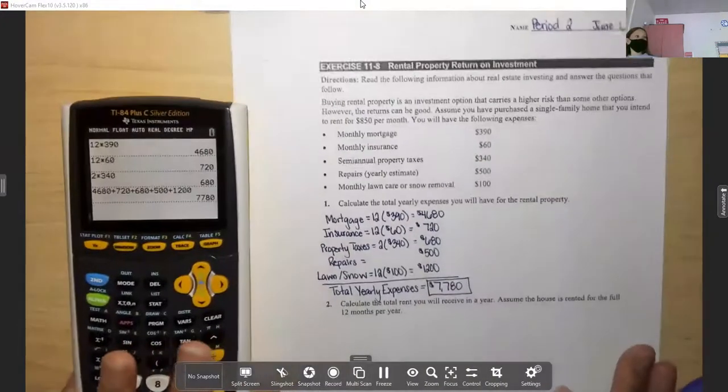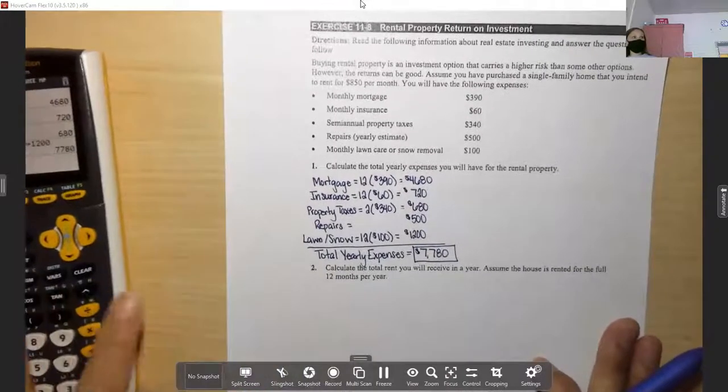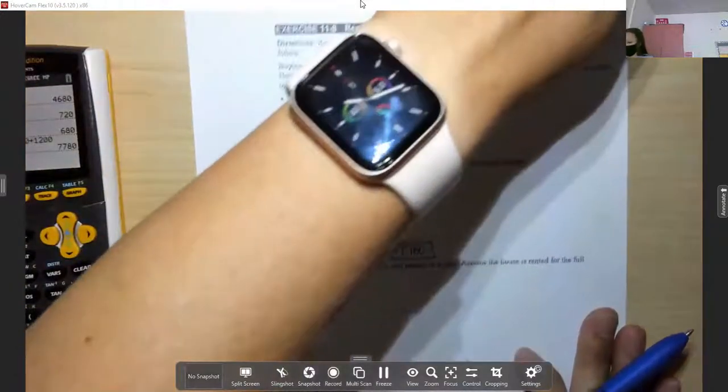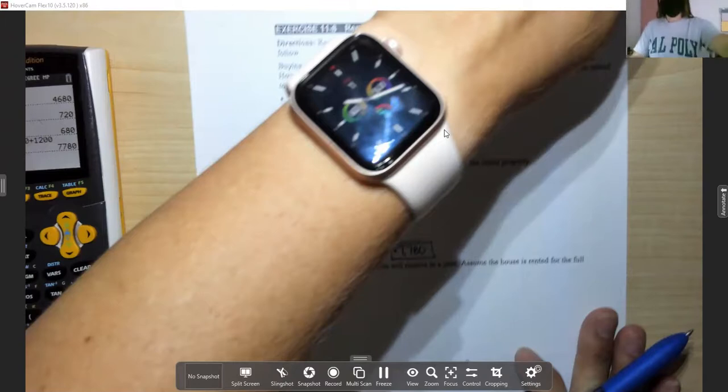All right, so number 2, calculate the total rent you will receive in a year. Assume the house is rented for all 12 months per year. Oops, sorry, my thing froze. Let me try to get that working again.